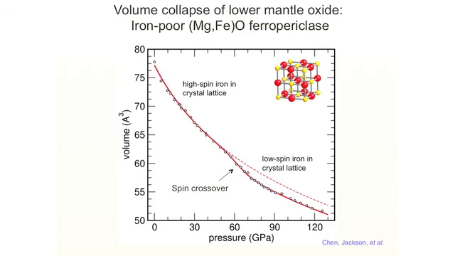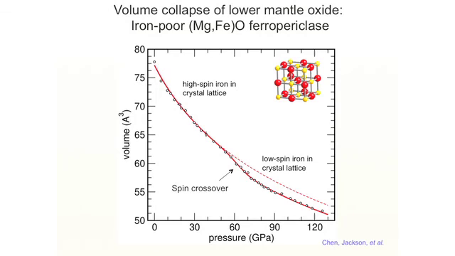So in this vicinity, the material, which is this iron-bearing oxide, those iron atoms that are sitting in the lattice undergo what's called a spin crossover. Their spins in their outer D shell become paired at high pressure, and in that process, it undergoes a volume collapse. So that makes it a lot denser than what we would have thought originally.